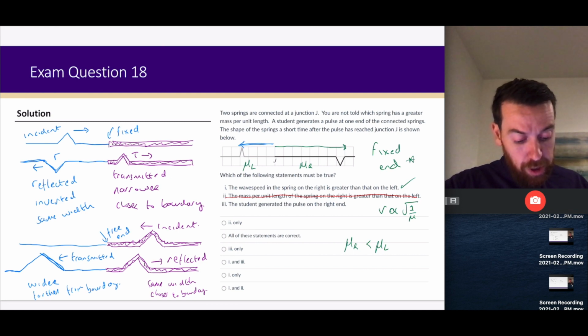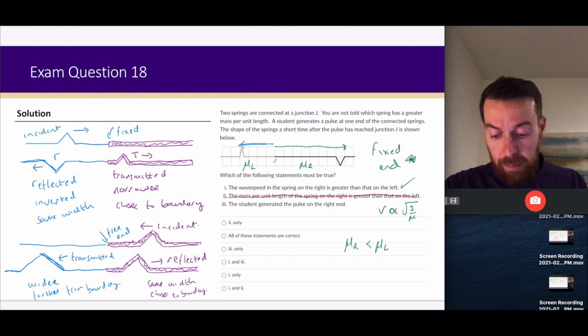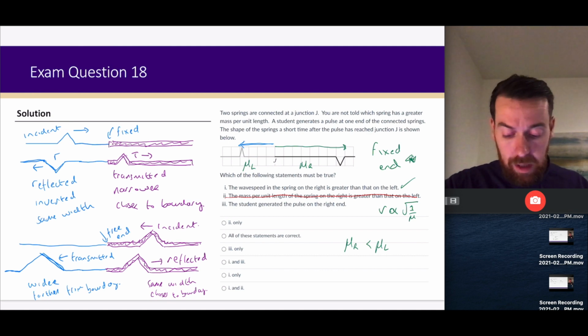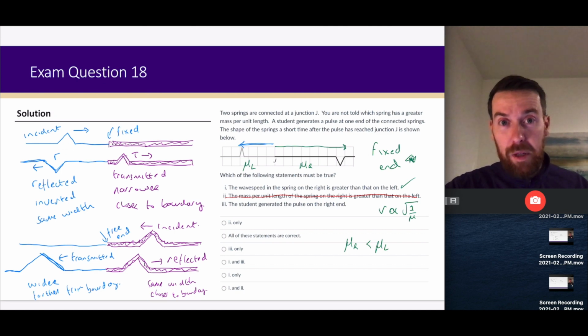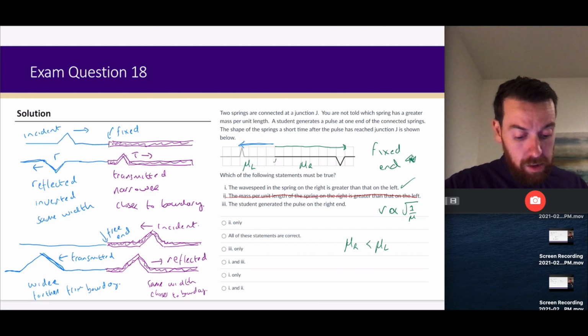So then the student generated the pulse on the right end. To get a fixed end reflection, you have to have the incident pulse created on the lighter material, in the sense of the lower linear mass density. If you have a free end reflection, the incident pulse has to be created in the material that has a higher linear mass density. In this particular example, since the reflected and the transmitted are on opposite sides, the student would have had to generate the pulse in the lighter material, which is the spring on the right.